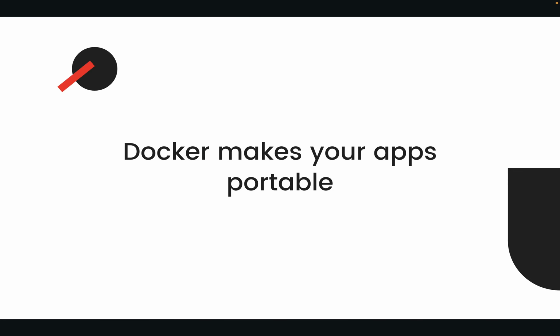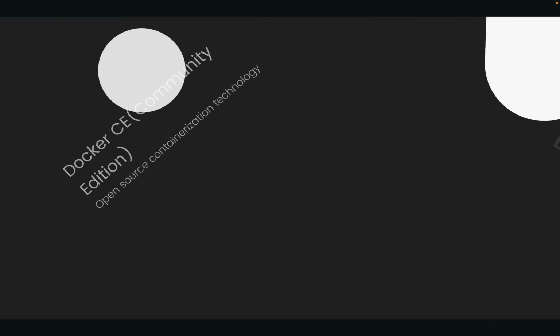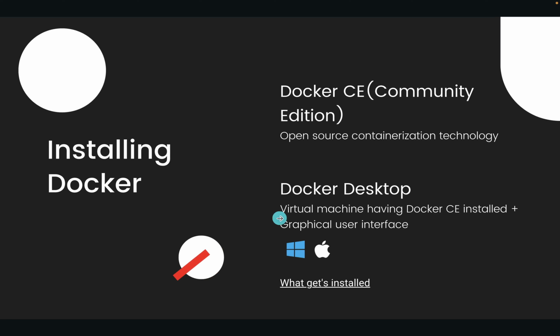So you must be wondering, how does Docker do these things like creating the image, then using that image to create the container, and then running that container on top of the Docker installation? For that, we have to install Docker onto our system. Now there are two ways to install Docker. The first way is to install the Docker CLI, known as Docker Community Edition.